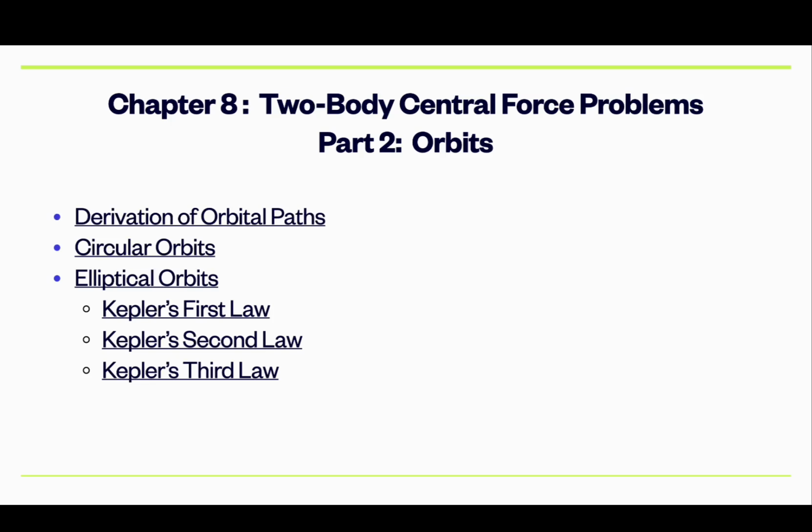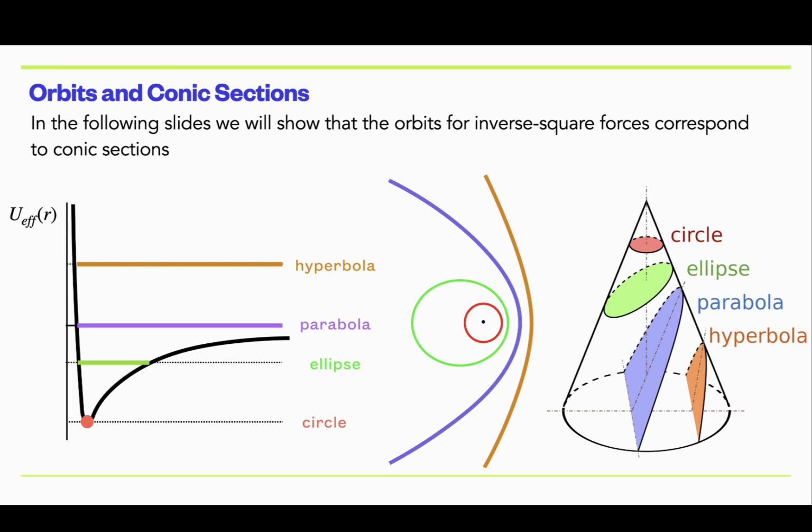Chapter 8, Two-Body Central Force Problems, Part 2, Orbits. In the last lecture, we derived the equations of motion for central force problems. In this lecture, we will look specifically at the orbits when the central force has an inverse square law form. In other words, when the force between the objects is inversely proportional to the distance squared.